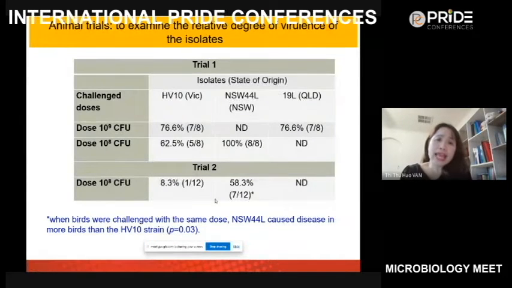And then we did animal trials to compare the decrease of virulence of different isolates. And as you can see in here, they have different virulence. They went through the bird challenge with the same dose. One of the strains caused more disease than the others, but all of them can cause disease as well.